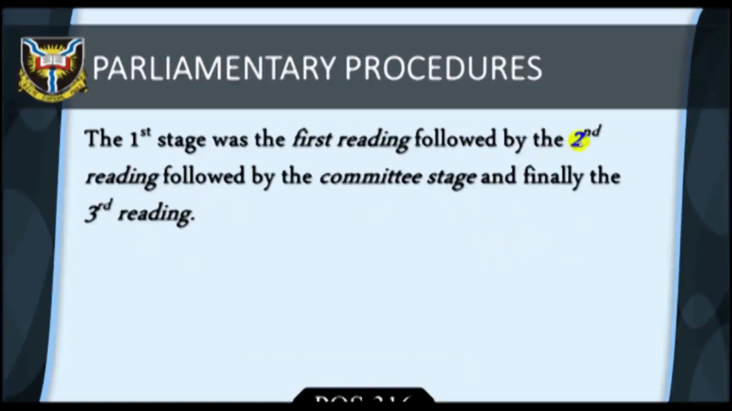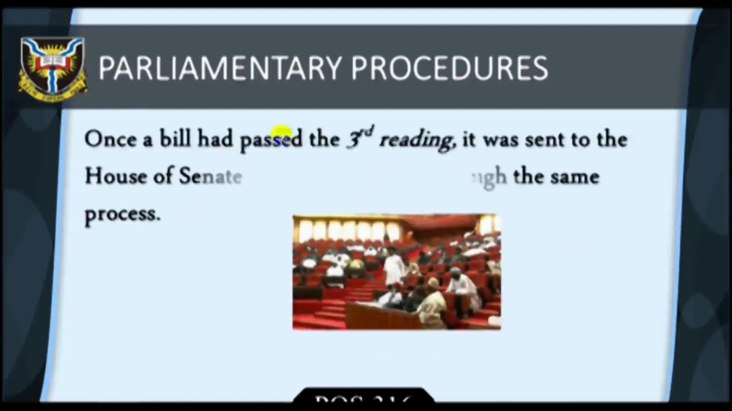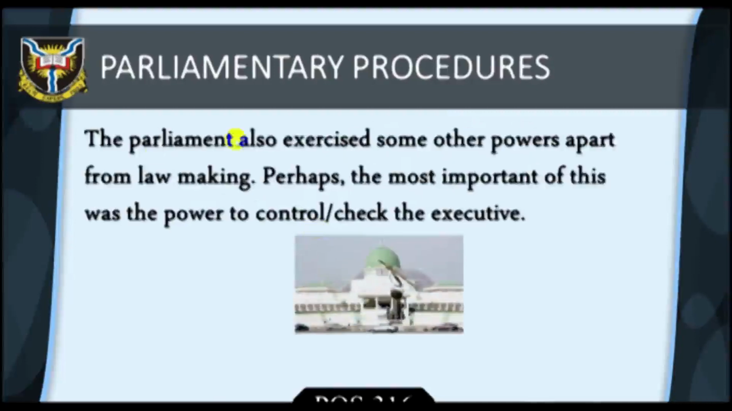The first stage was the first reading, followed by the second reading, followed by the committee stage, and finally, the third reading. Once a bill has passed the third reading, it was sent to the House of Senate, where it would go through the same process. The Senate had powers to reject any constitutional amendments. It also had powers to delay a money or appropriation bill for 1 month, or a non-money bill to the beginning of a new session of Parliament.